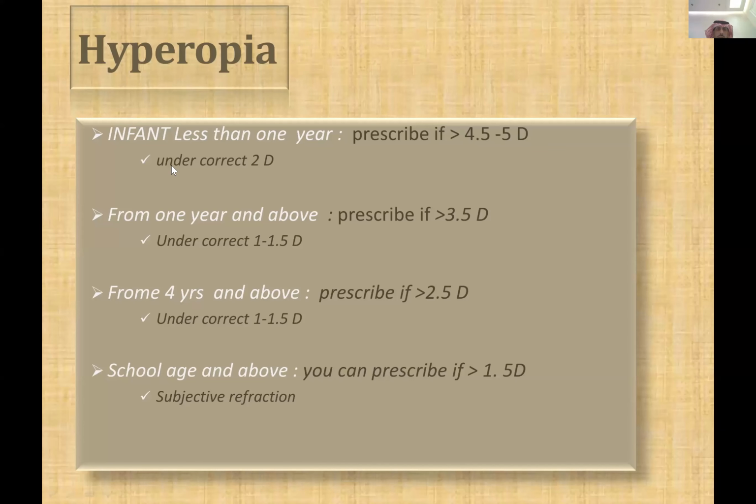You should undercorrect by 2 diopter to match the upper limit of the 95% age. Sorry, to match the mean spherical equivalent.